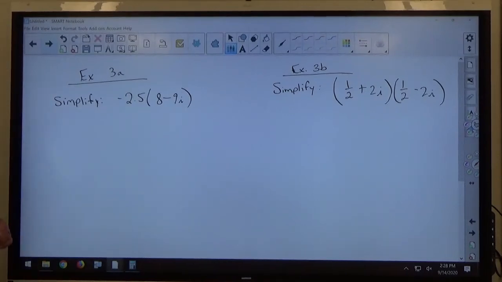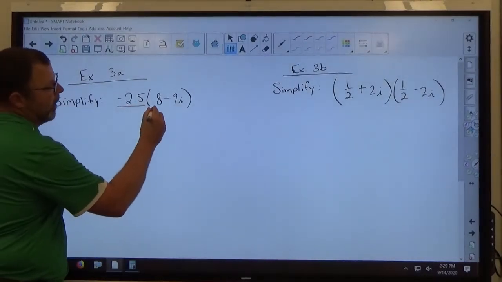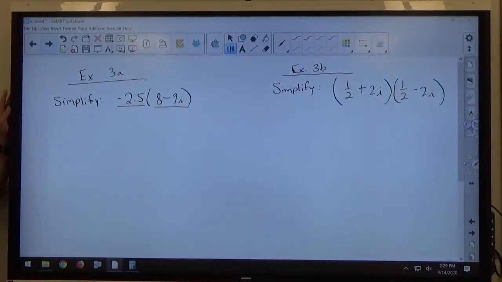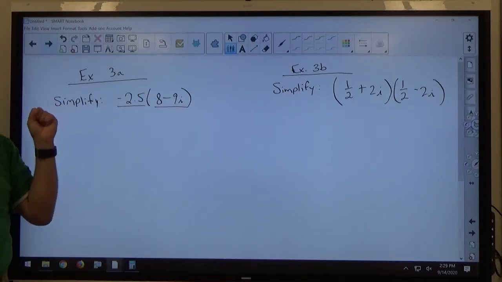All right, so moving on to example 3, it says simplify. What we have going on here is a real number, negative 2.5, being multiplied by a complex number, 8 minus 9i. The complex number, just based on its own structure, a real number followed by an imaginary number, is going to be a binomial structure typically.